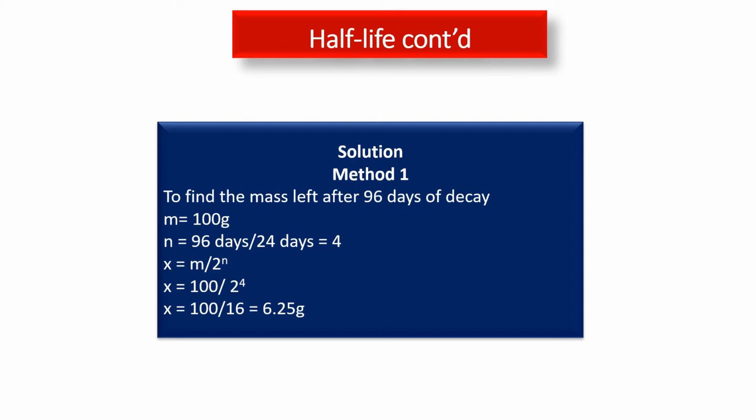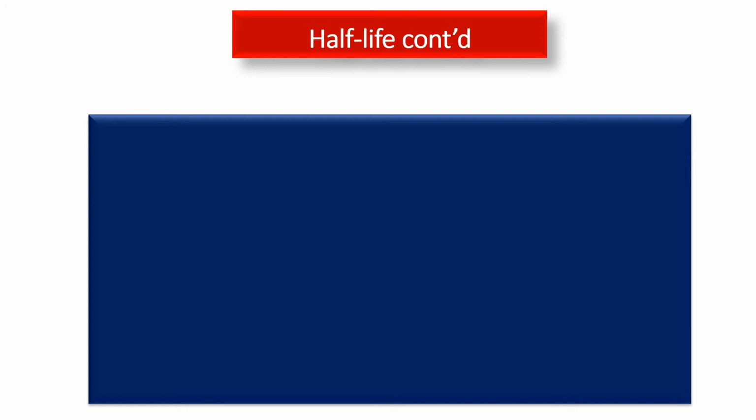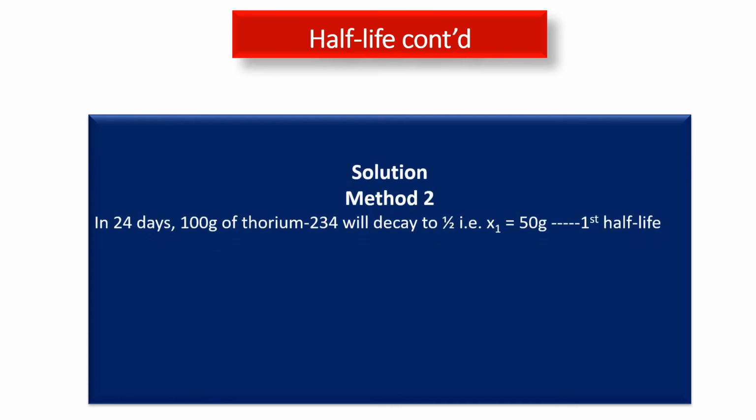So the mass of thorium that will be left after 96 days of decay is 6.25 grams. It means that in 96 days, the mass of thorium, which is 100 grams, will decay to 6.25. That is the decay. It will decay to 6.25 from 100 after 96 days. We can as well use the second method, which I call the equation method.